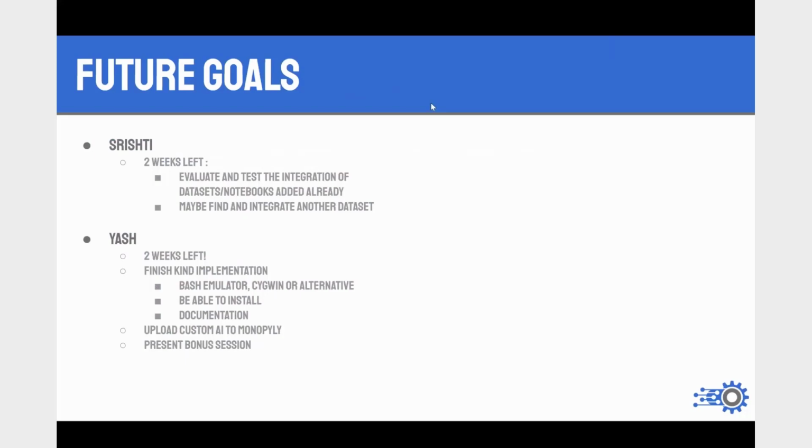So with my 2 weeks, the first thing that I need to do is get a working Bash emulator, because I was working with my mentor just yesterday, and a problem was that we weren't able to run a lot of Bash commands for whatever reason. So I need to get that working, and then through that I need to be able to install MLX and Docker Compose, and then once that's all set up, I'll be able to have Hive up and running, and then just documentation and then pull requests. And if I have time, I want to upload a custom AI to one of the side projects that I found and present my bonus session within the coming 2 weeks.